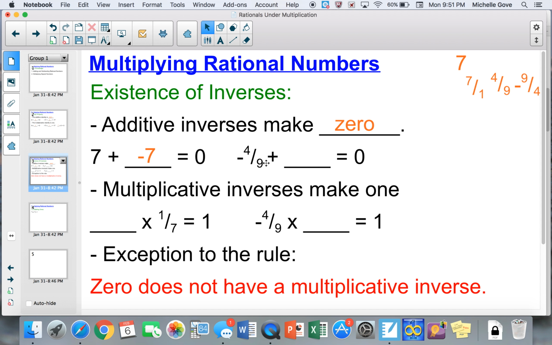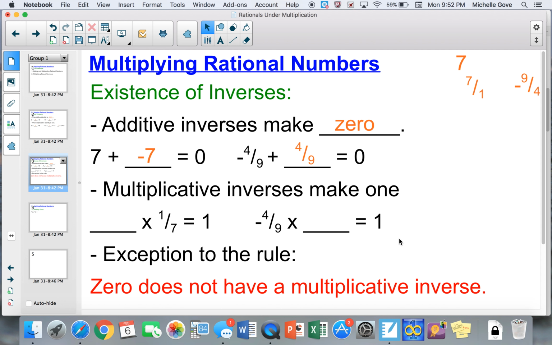So if we think, I have negative 4/9, I have to add that to something and create a 0 pair. So I'm going to use my inverse, or our opposite, and if it's a negative here, ours will have to be positive, and it's going to stay the same number, so I'm going to add 4/9. And because these are inverses, then we know they are going to be 0. Now we're going to take this and lead into the multiplicative inverse, where we know multiplicative inverses make 1.